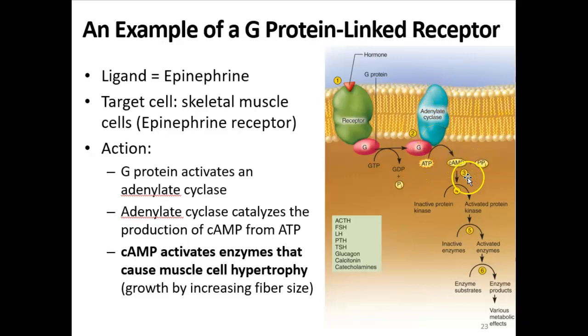a lot of cyclic AMP, which activates a cascade of different proteins and enzymes. What's interesting about this is that cyclic AMP activates enzymes that cause your muscle cells to grow by making more protein fibers and by making those protein fibers thicker. So that's called hypertrophy. So epinephrine works through a G protein linked receptor to make your muscle cells bigger.